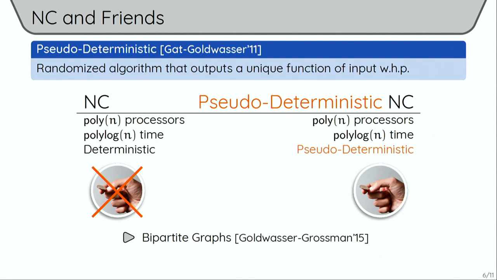Okay? So it's almost trivial that for decision problems, this notion doesn't make any difference because the output can either be yes or no. But for search problems, the fact that the output has to be unique with very high probability is a non-trivial requirement. Goldwasser and Grossman showed that you can solve the perfect matching problem in bipartite graphs in pseudo-deterministic NC. And what our result does is generalize this to general graphs, non-bipartite graphs.